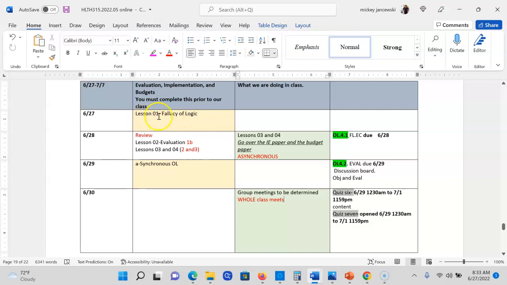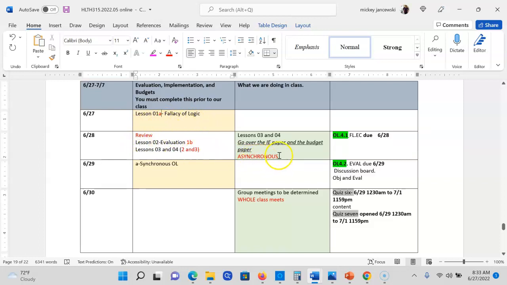There's also lesson 1A. This is actually 1A in Blackboard. And it is the fallacy of logic. It's an extra credit assignment. If you'd like extra credit, it's due by the 28th. I recommend you do it today if you'd like.